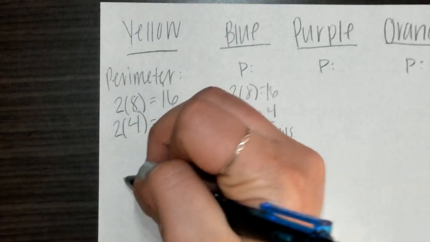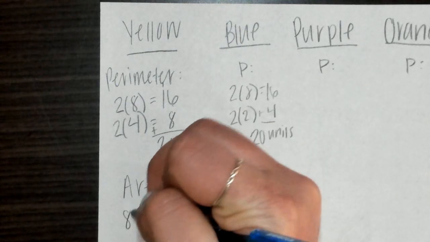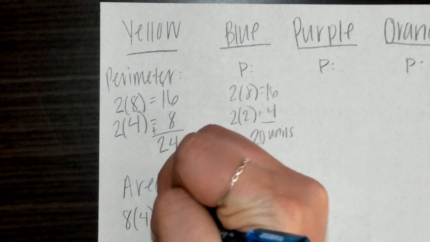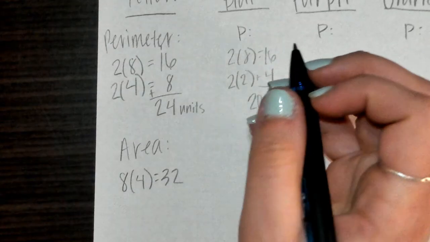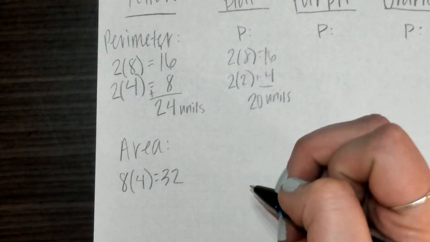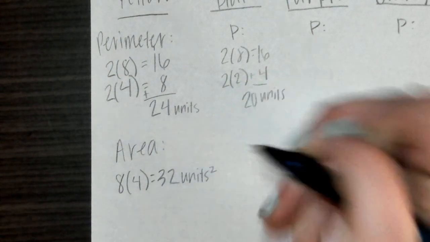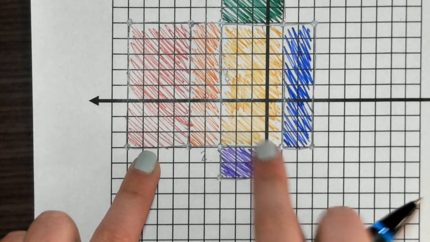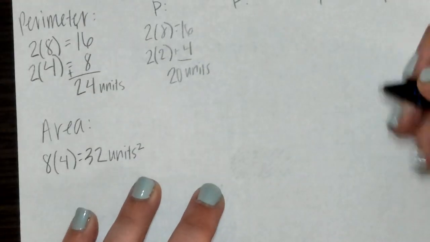So if I flip it over, and I want to find my area of the yellow one, it's going to be 8 times 4, which equals 32. What's my label? Units squared. Okay. Keep in mind, yellow is the exact same as red. So I know that red is going to be 32 units squared as well.